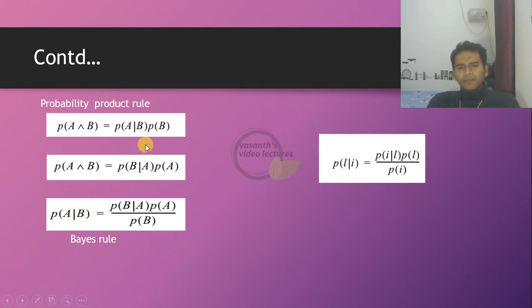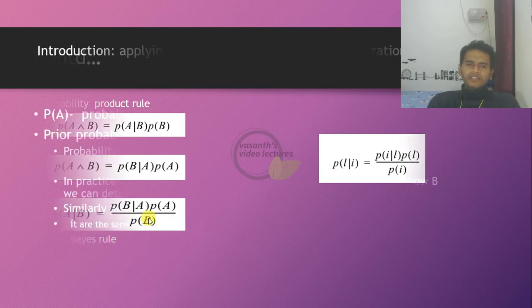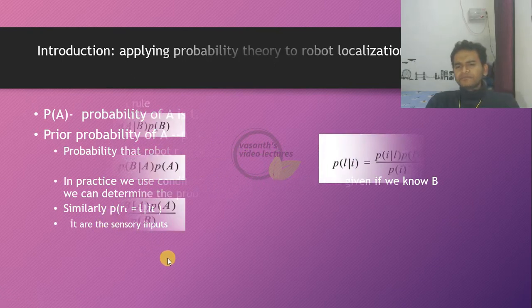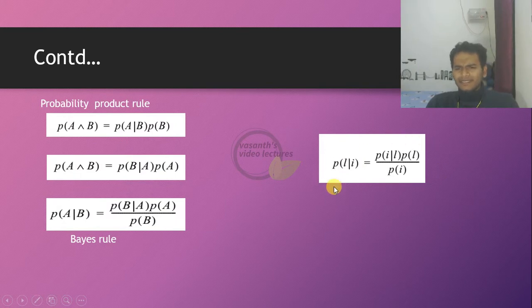Similarly, when we apply the same Bayes rule to the previous rule which was discussed, that is the probability of the robot at time t being at L given I_t, it will yield a result something like this. So if and only if the sensory data is known, you can update the position L, which is a similar application of the Bayes rule.